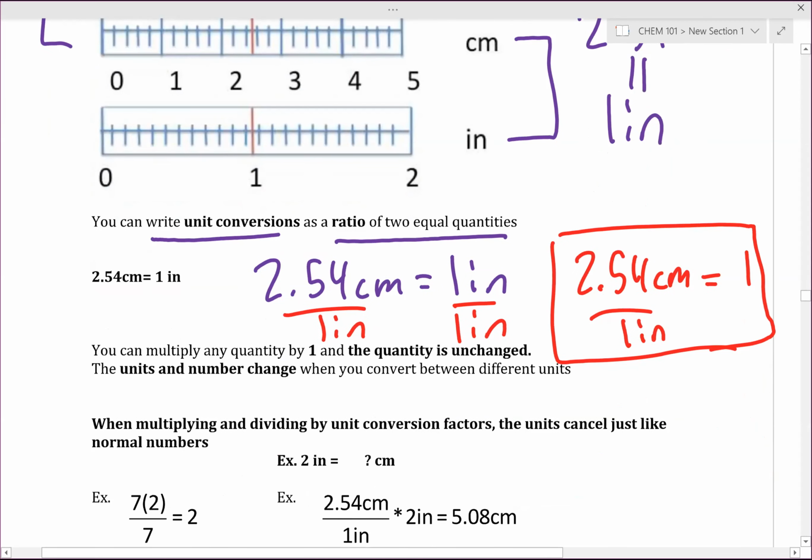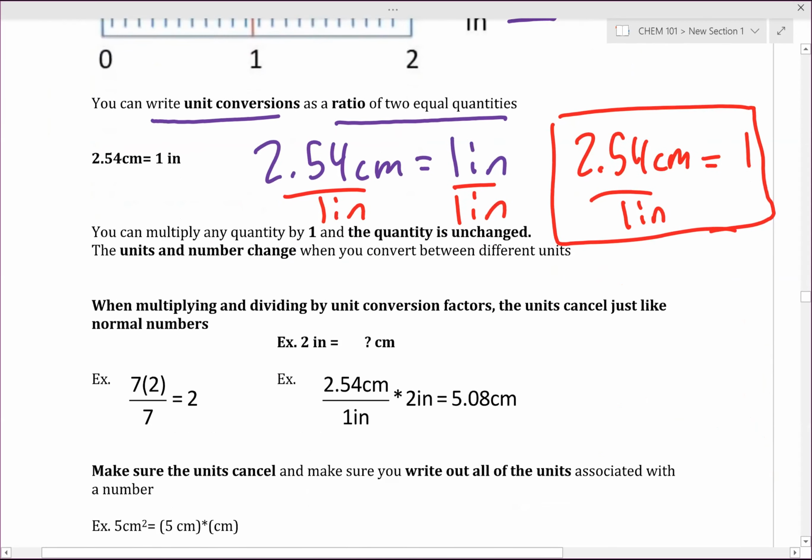Now, a key principle from math is you can multiply any quantity by 1 and the quantity is unchanged, right? In unit conversions, what we're doing is we're multiplying by 1, a ratio of 2 equal quantities, and the units and number will change as we convert to different units. So to give you a classic example of this, we all know that 2 times 1 is equal to what? 2, right? You can multiply anything by 1 and you get the same quantity out.